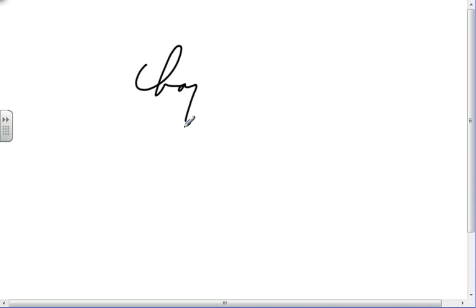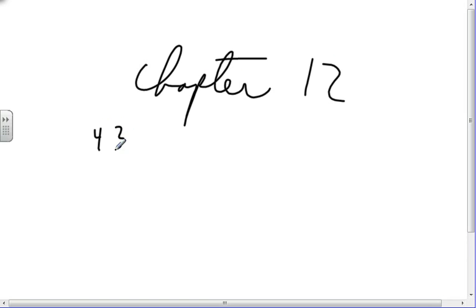Okay, the plan for the day is to finish chapter 12 and do the remainder of the homework problems. I'm pretty sure we're on page around 413. Yeah, oh no, we're not. Let's move back.